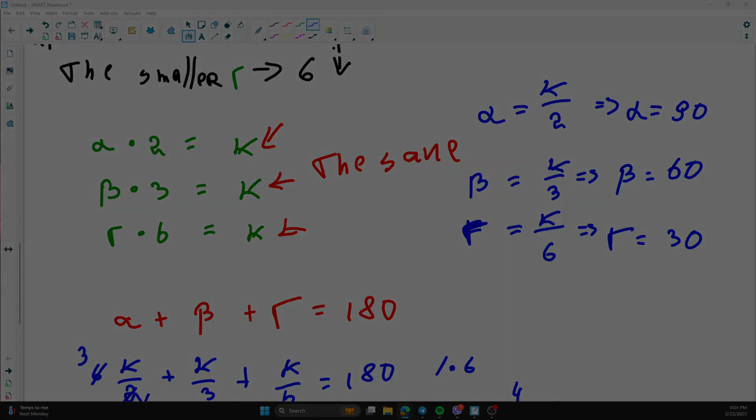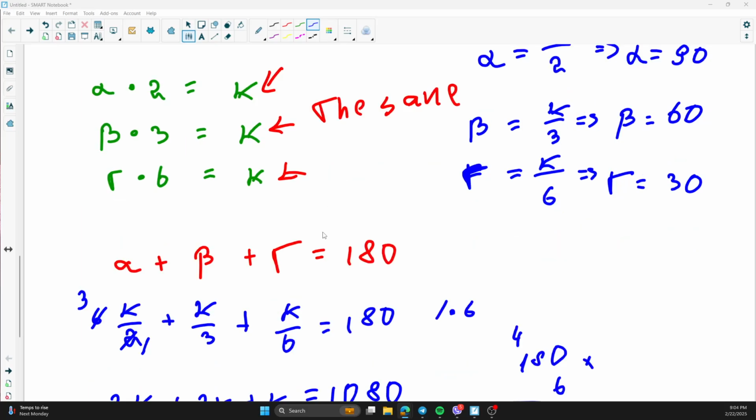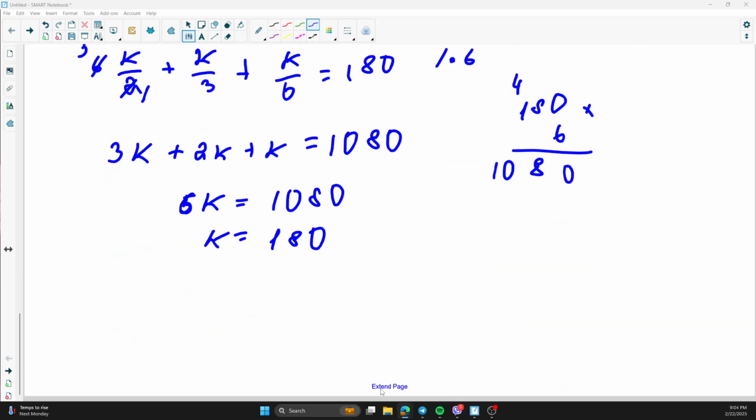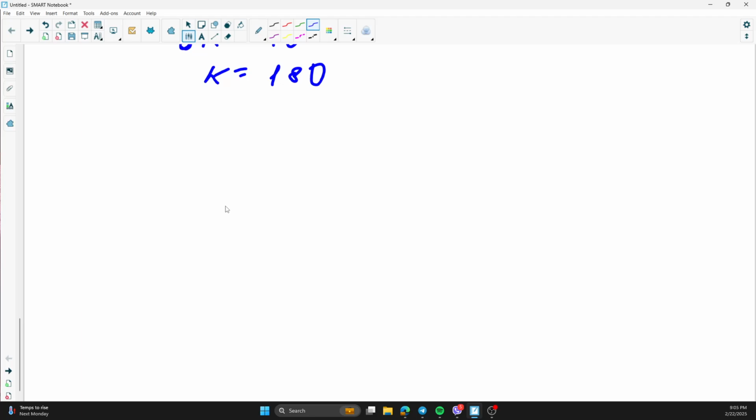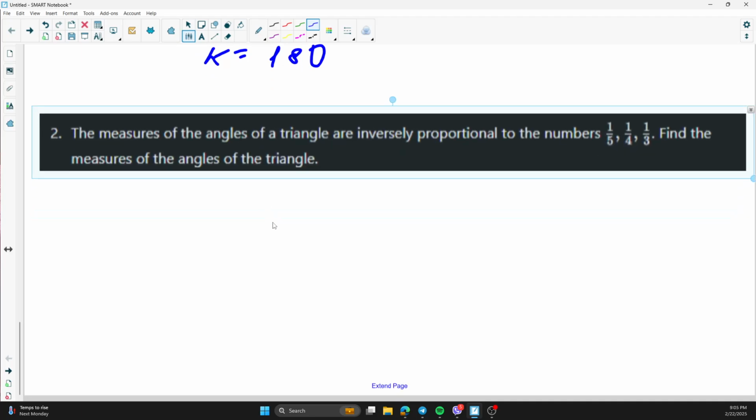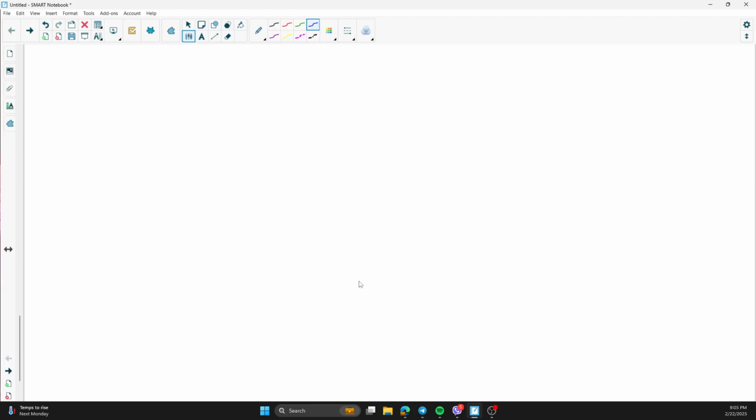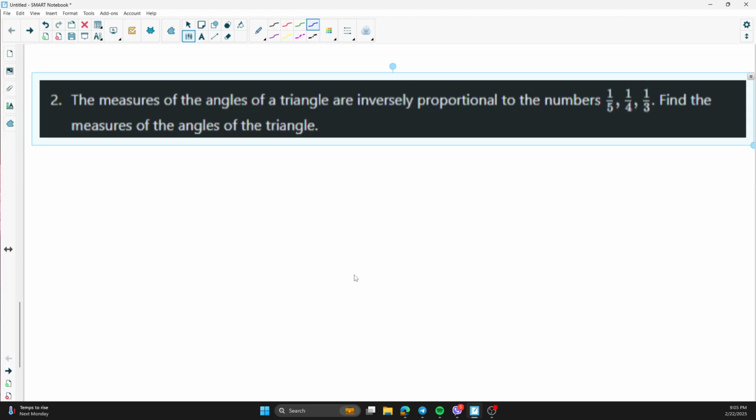Let's try something the same. It's kind of the same. Let's try this one. The measures of the angles of a triangle are inversely proportional to the numbers 1 over 5, 1 over 4, 1 over 3. Find the measures of the angles of the triangle.